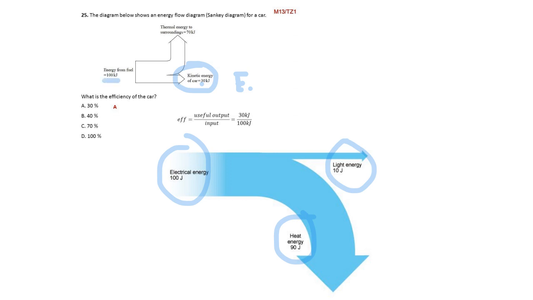So how do we work out the efficiency of the car? We would divide the energy out by the energy in times 100, and that would give us our 30%, which is quite good for a car.